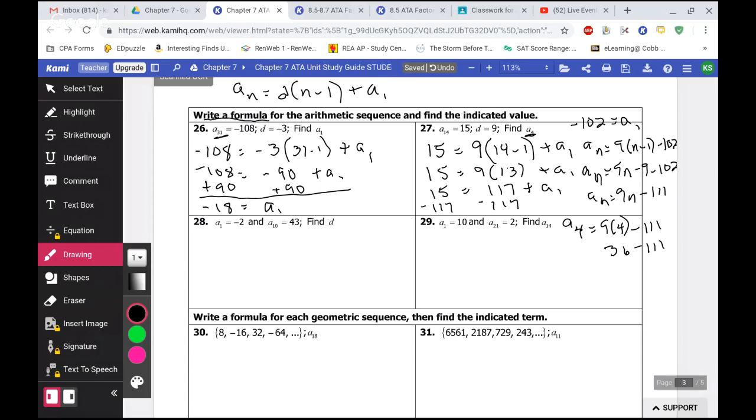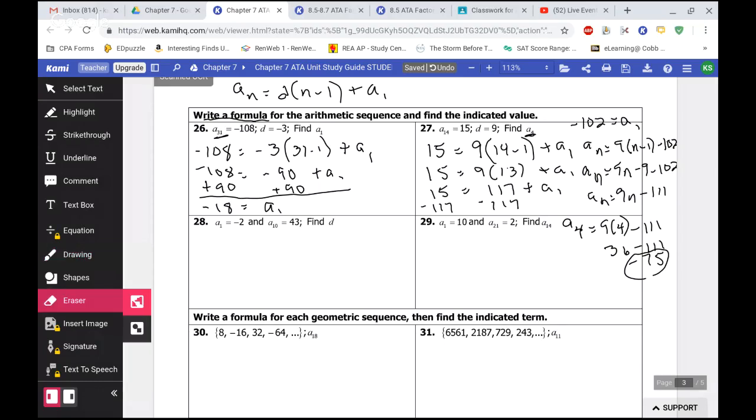And what did you get? I got negative 75. Negative 75? Yes. Okay. All right, cool. All right. Am I good to erase? Yes.